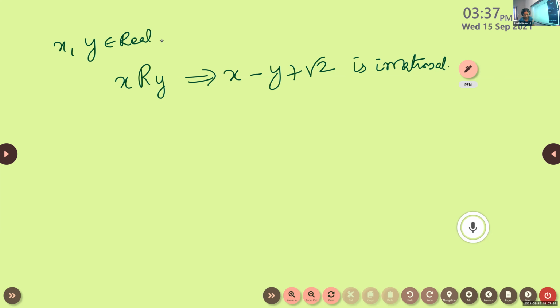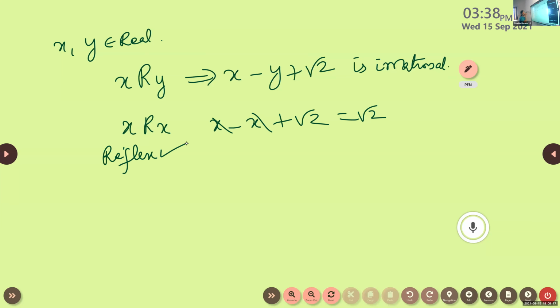What will be the answer? Whether x is related to x. In the place of y, you put this x. So x minus x plus root 2, what will you get? You'll get root 2, isn't it? Therefore, it is reflexive.